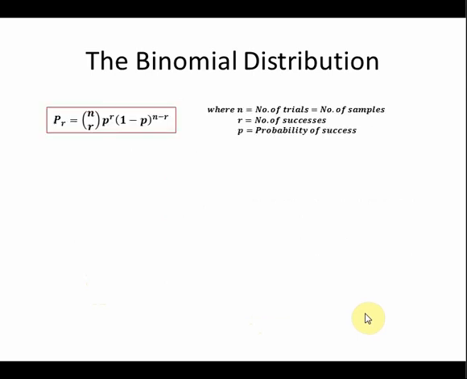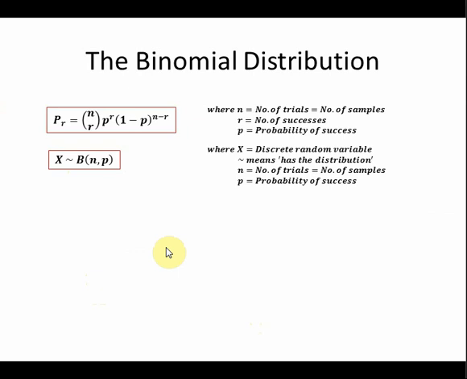Now this is the formal way to write the formula, which would give us the binomial distribution. The binomial distribution itself, however, is denoted as this, which we read as the discrete random variable X has the binomial distribution with n number of trials and p probability of success. Pause the video and make sure you understand these notations.